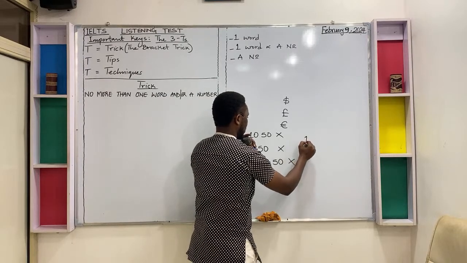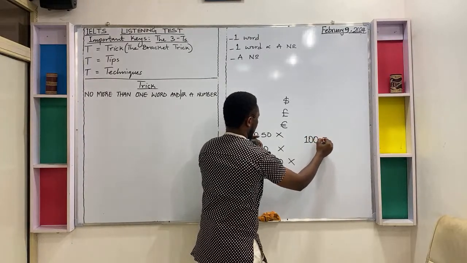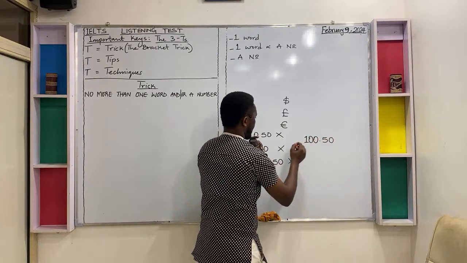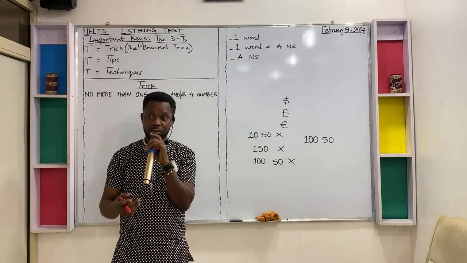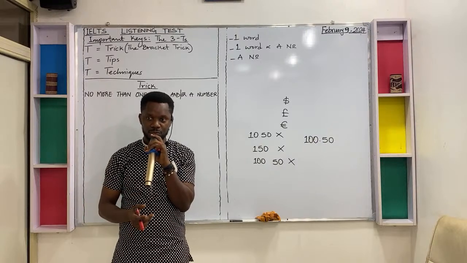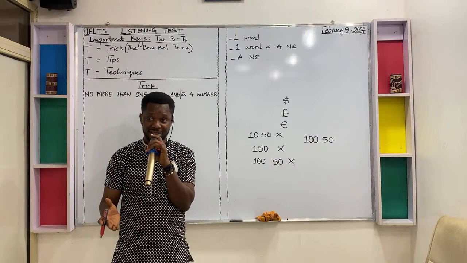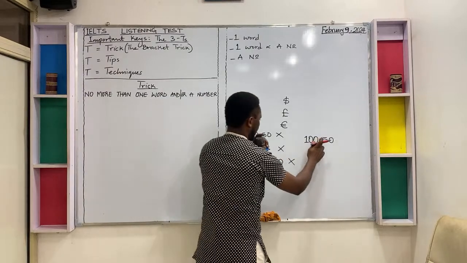So how do we write $100.50? This is 100 and this is 50. You understand? $100.50 is 100 naira 50 kobo. Do you understand this?